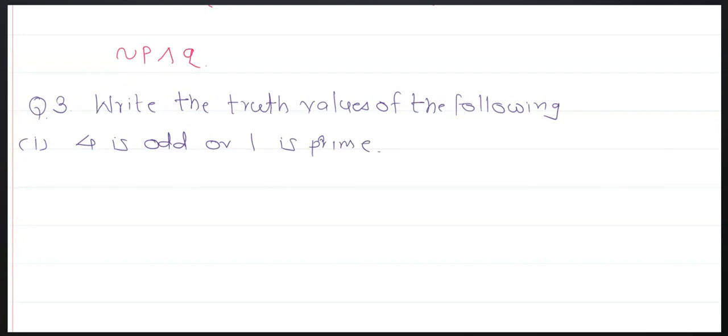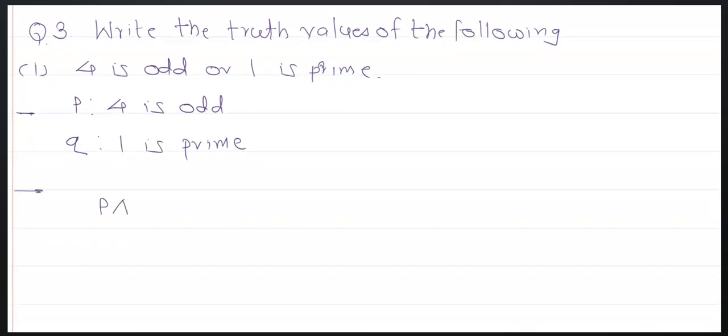Write the truth values of the following. 4 is odd or 1 is prime. The first is P: 4 is odd. Q: 1 is prime. That is, P or Q. 4 is odd. It is false. 1 is prime. Again, it is also false. Therefore, the final is F.